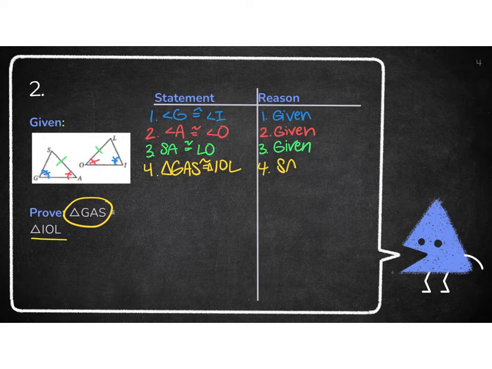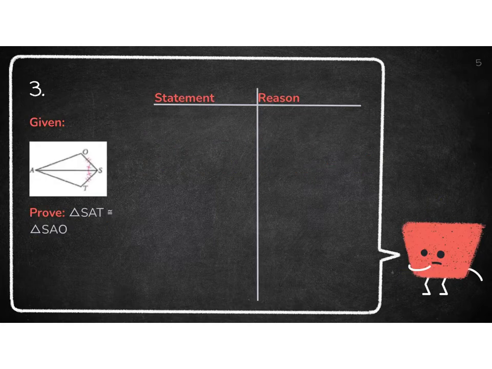This is side, angle, angle. It is the same thing if you were to say angle, angle, side, same exact thing. One is written forward, one is written backwards. Either way is fine. All right, let's take a look at our next one.